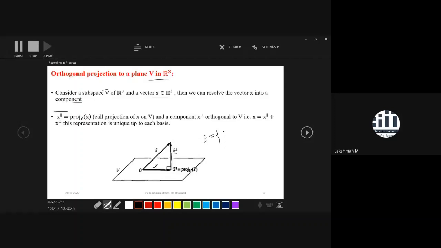Again, I would like to recall that the standard basis is (1, 0, 0), and the last basis element, E, would be (0, 0, 1). So you can see that the angle between each basis element is 90 degrees, and also these are unit vectors.